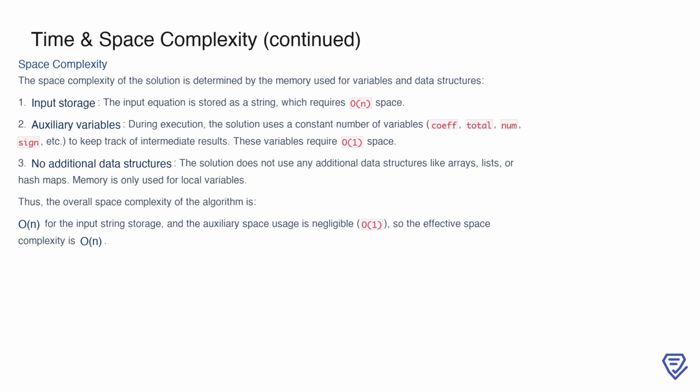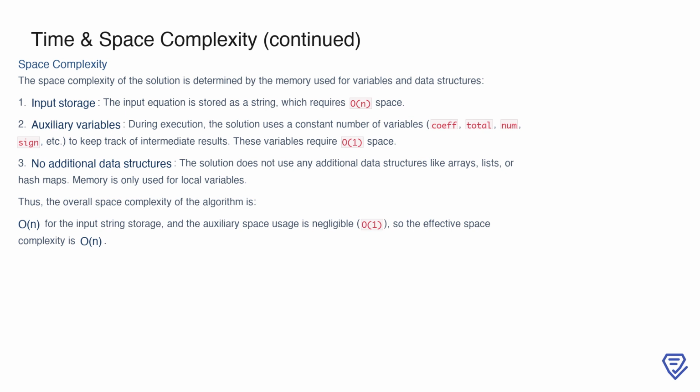The space usage of our algorithm primarily comes from the memory required to store the input equation and the variables used during the parsing process. First, the input equation is stored as a string, which requires n space, where n is the length of the string. Beyond this, the algorithm uses a few auxiliary variables, such as coef, total, number, and sign, to hold intermediate results during execution. Since the number of variables is fixed and does not grow with the size of the input, these variables require only constant space, or 1.